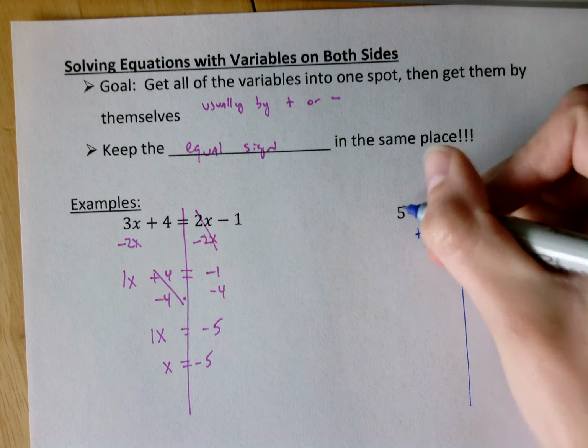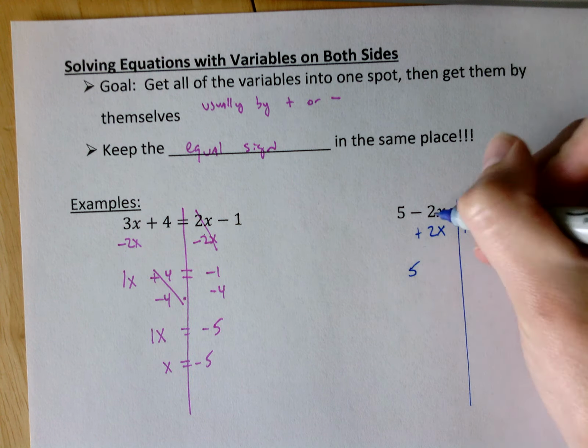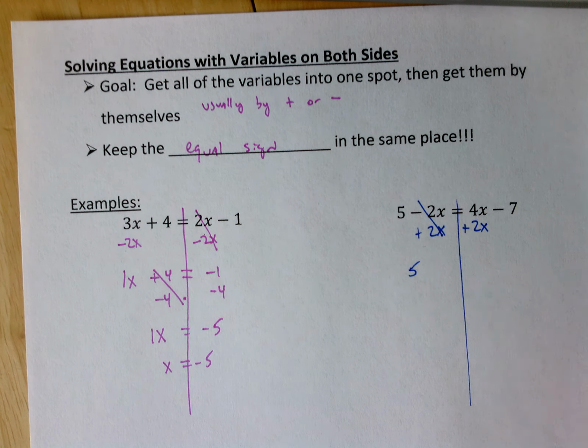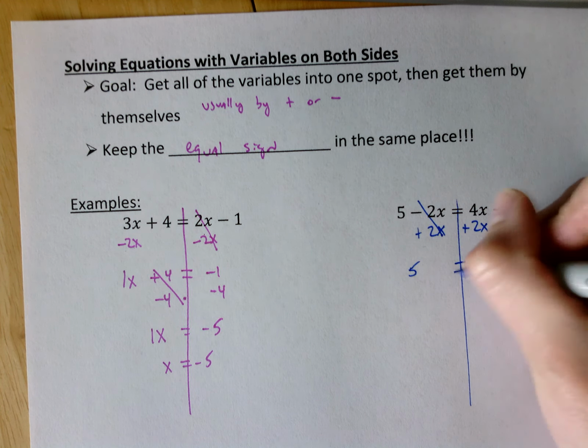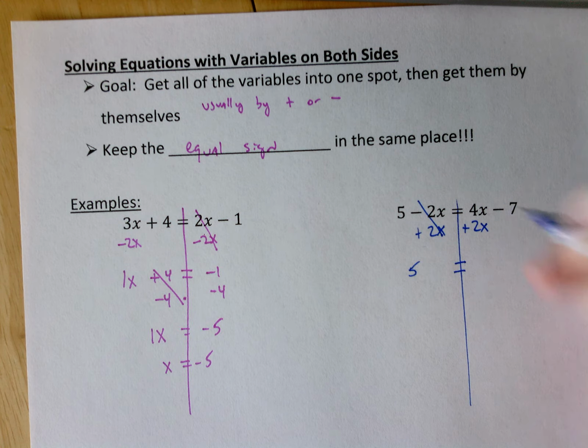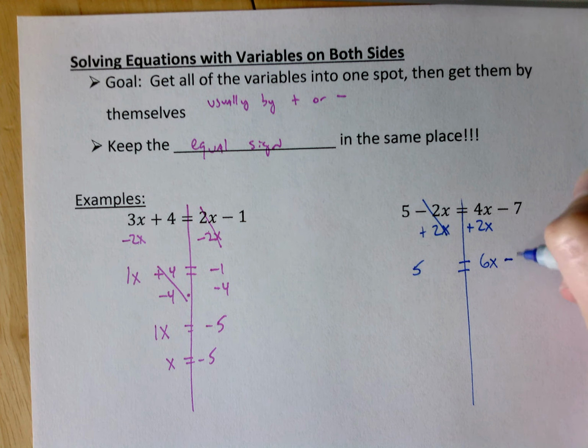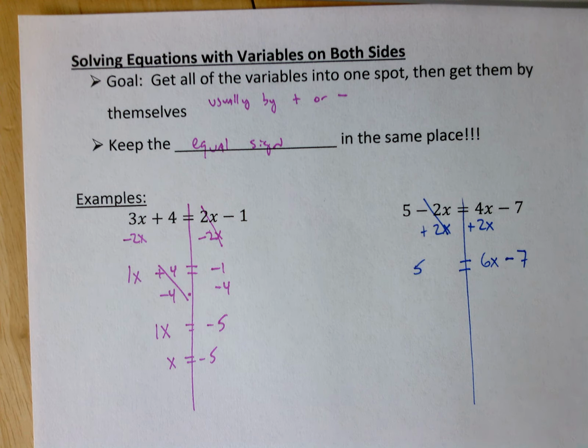Okay, so over here, I have the 5 that I haven't done anything with. Negative 2x and positive 2x cancel each other out. There's my equal sign. 4x plus 2x is 6x. And then I've got the minus 7 I haven't done anything with. And now we're just going to solve this like a regular equation.